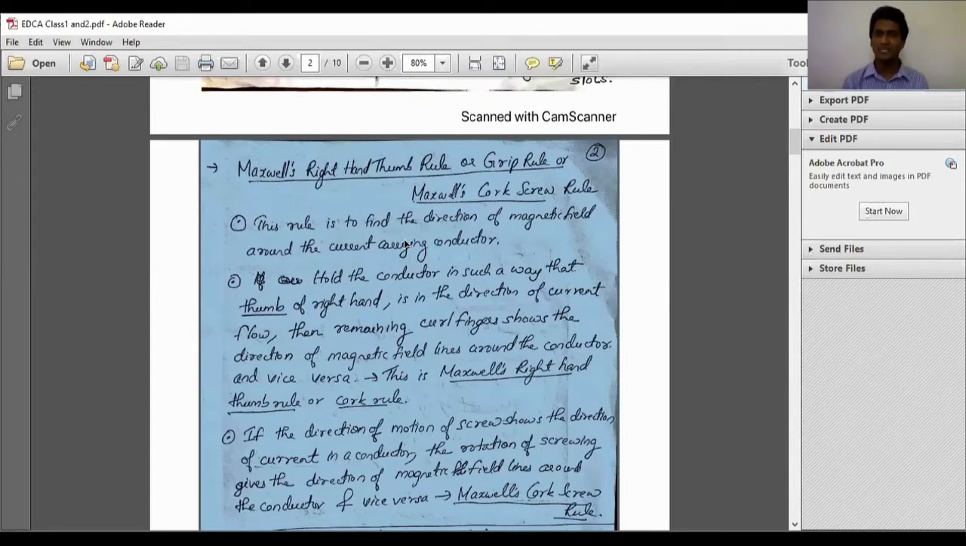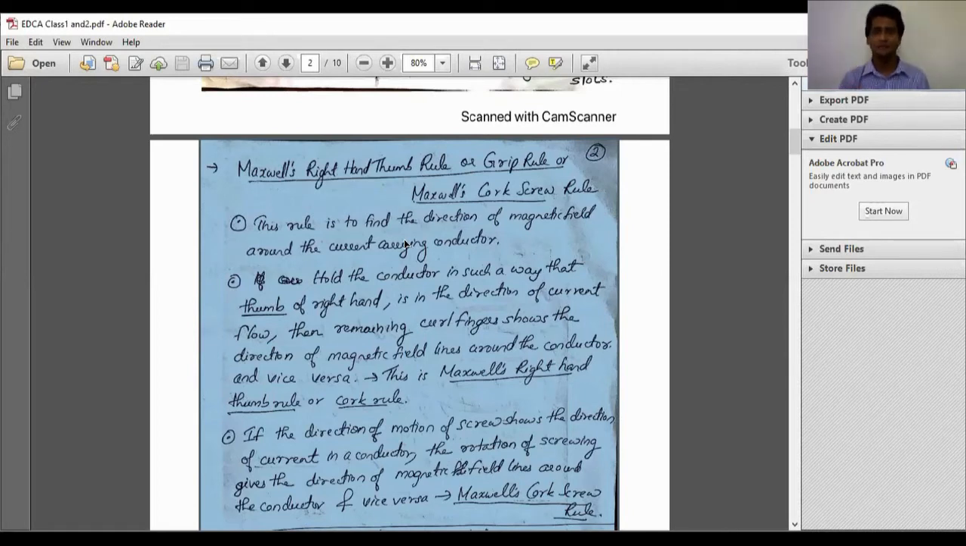That is what Maxwell's right hand thumb rule or grip rule says, and it is vice versa. That means if I consider a current carrying coil in which current is flowing in anti-clockwise direction, that is other curled fingers showing the direction of magnetic field, then current direction will be upward. Or if the current flow is in anti-clockwise direction, that is my curled fingers showing the direction of current flowing in a coil, then the direction of magnetic field will be upward in the direction of thumb.